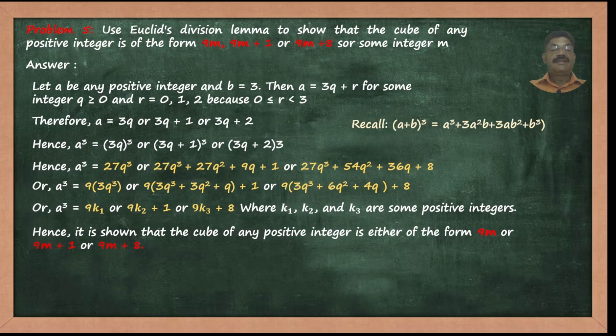Therefore, if a is any positive integer, then its cube will be of the form either 9m or 9m plus 1 or 9m plus 8. So that is the solution for this problem.